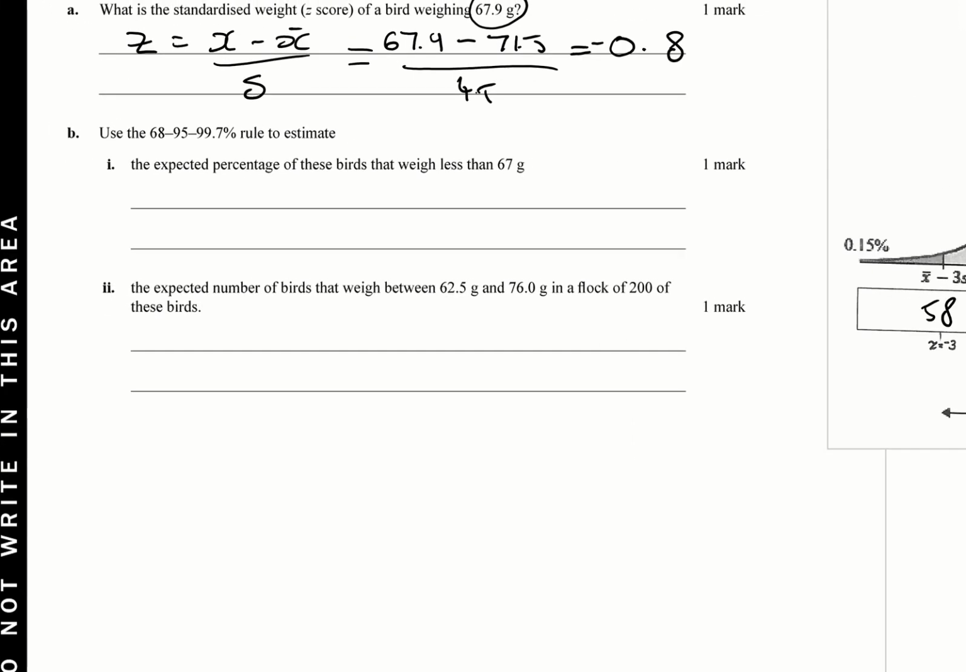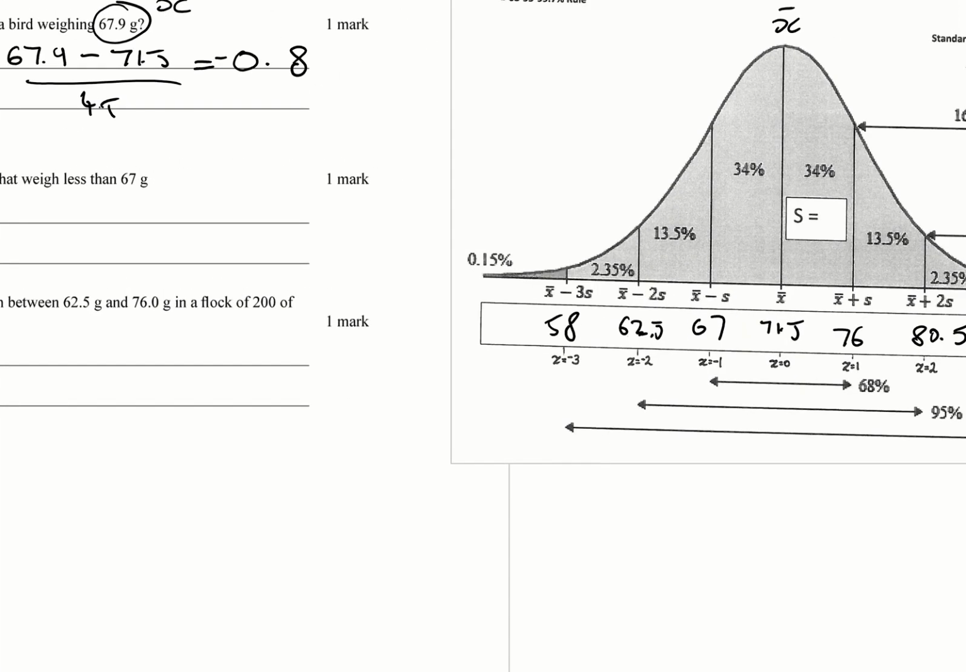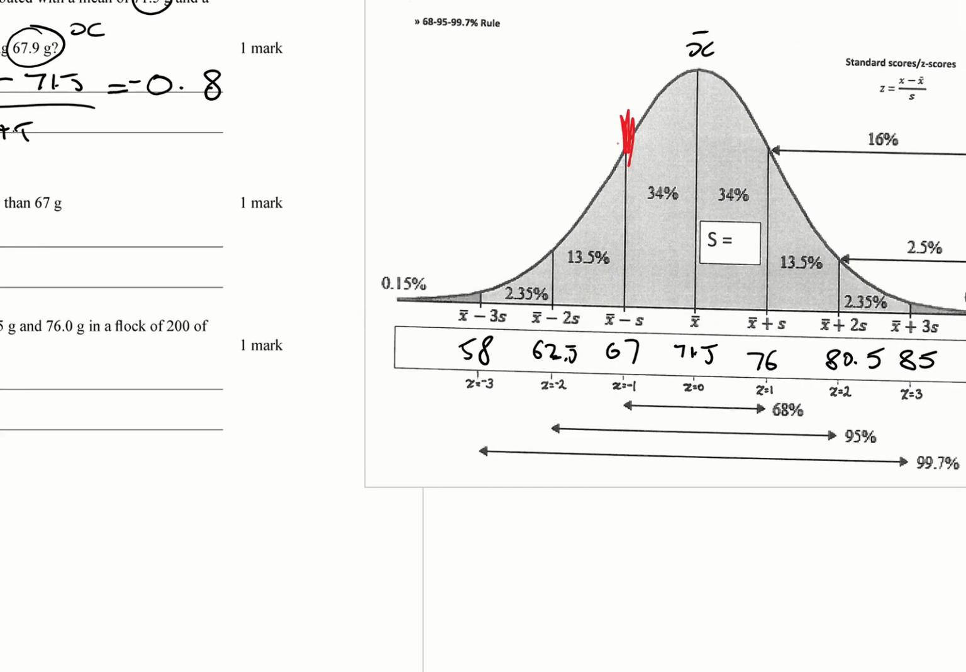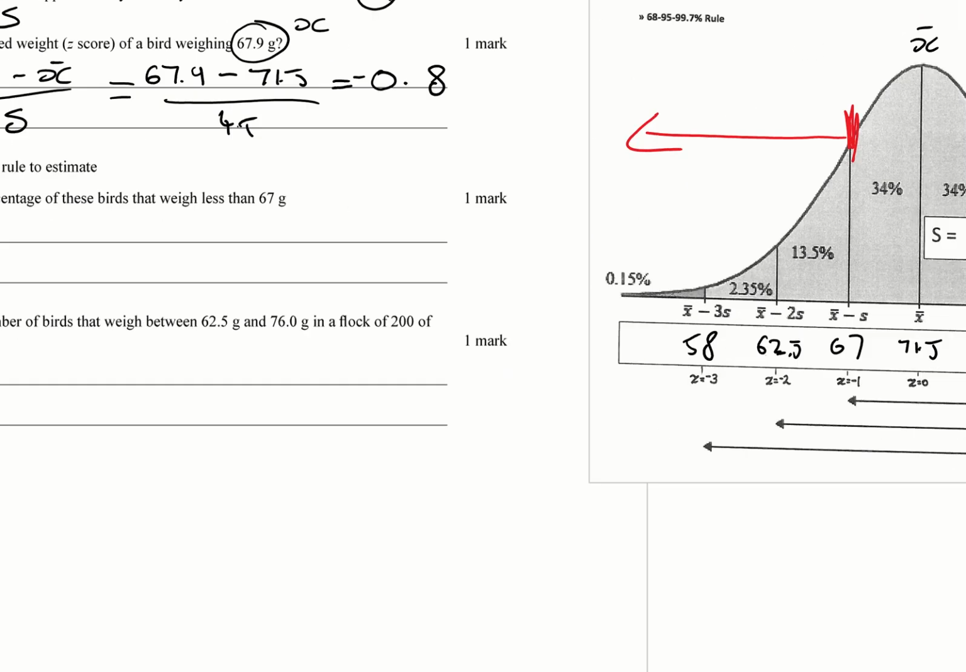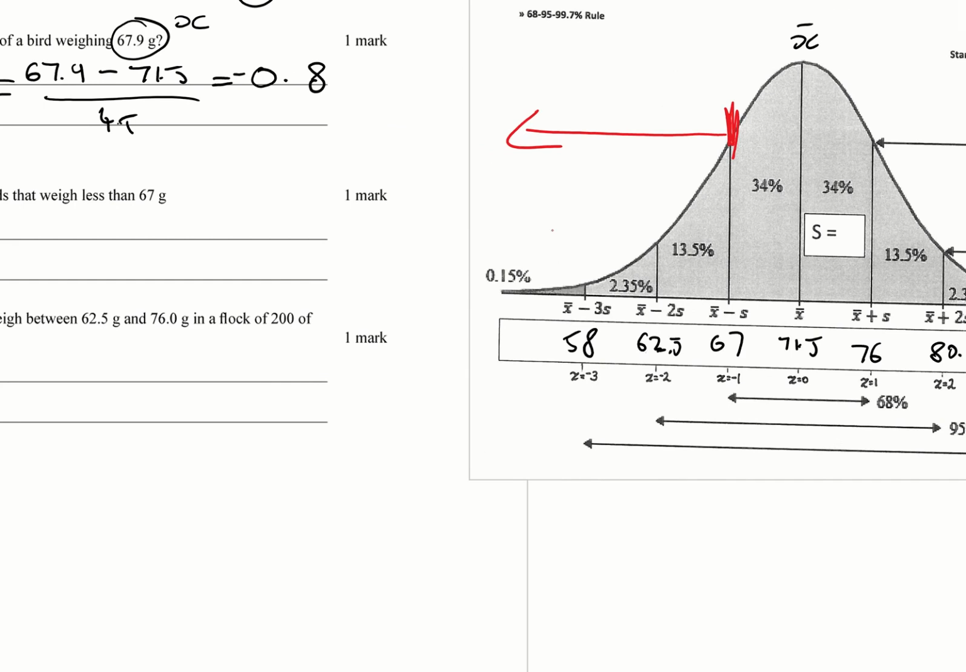All right. So in this case, the expected percentage of birds that weigh less than 67 grams. So what you do is you go across to here and you go, right, 67 grams is here, okay? And it says less than 67. So I'm looking in that direction, all right? So that means when it says expected percentage, I'm going to be saying 13.5.